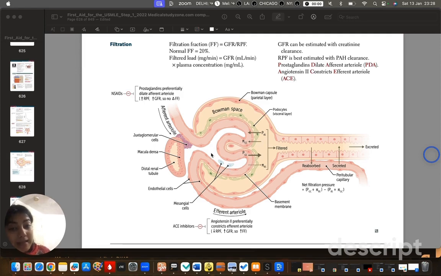So technically, there's not much difference in the filtration fraction because it's going to be the same. Whereas, for example, if angiotensin 2 constricts the efferent arteriole, so angiotensin 2 would block this part or constrict, lessen this. So renal plasma flow should lessen here because there's a blockage ahead, right?